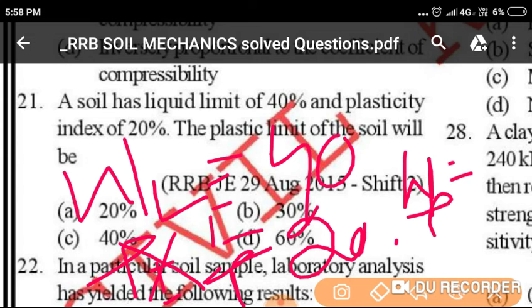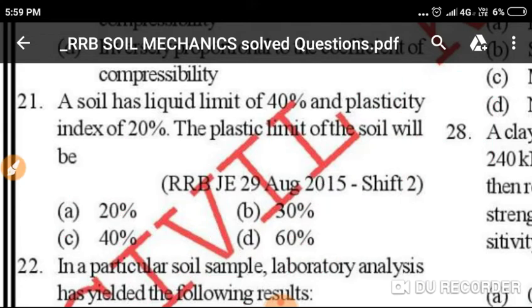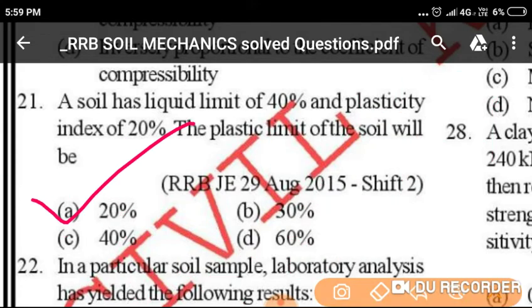WP means WL minus IP, that is 40 minus 20 equals 20. Your option A is the correct answer. Option A is the correct answer.